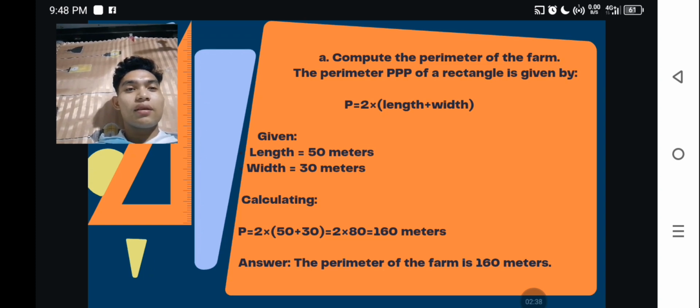To calculate that, we first need to add the length and the width. So 50 plus 30 equals 80. Then we multiply it by 2 for the perimeter, which is 2 times 80 equals 160 meters. So the answer to question A, the perimeter of the farm, is 160 meters. Let's continue to question number 2, or letter B.